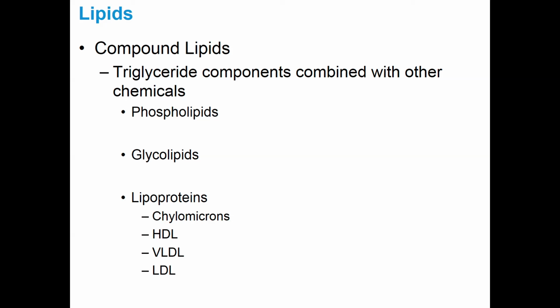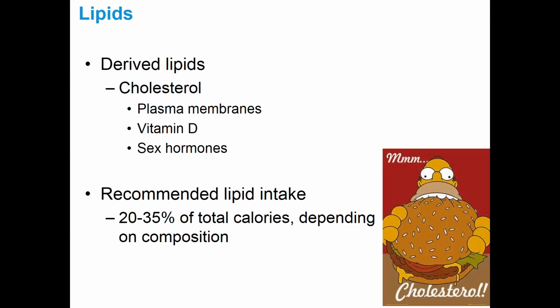Those are your compound lipids. Again, it is a lipid plus something else, whether it's a phosphate group, sugar, or protein. Those are compound lipids. Then we get to our derived lipids, which are a combination of the first two, a simple lipid plus a compound lipid.